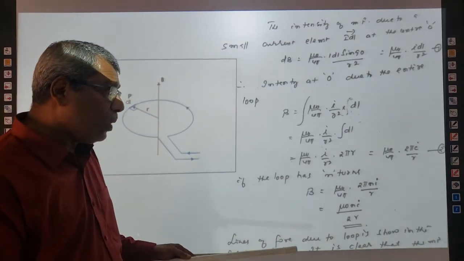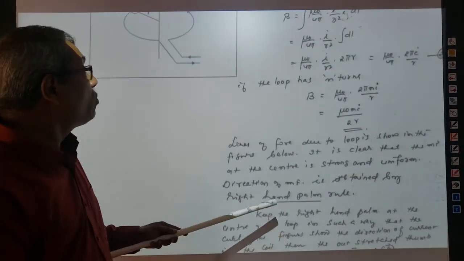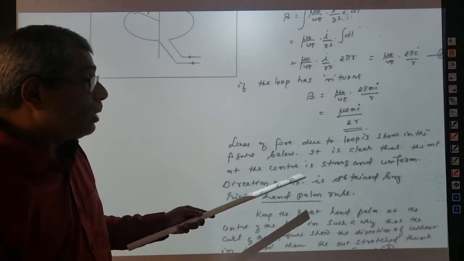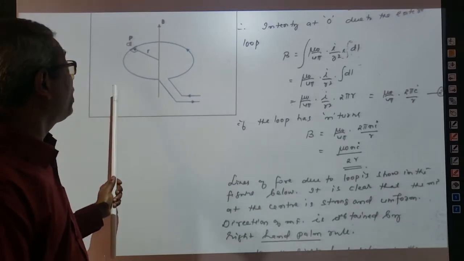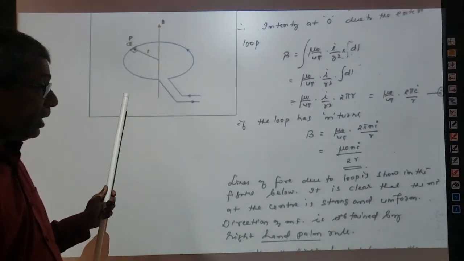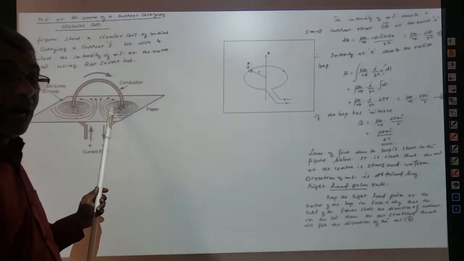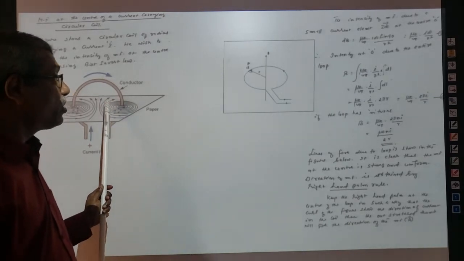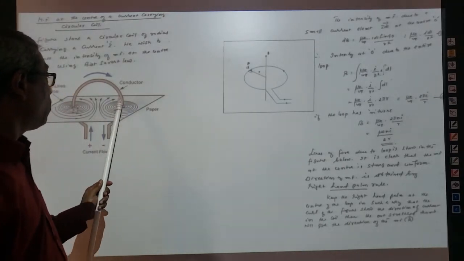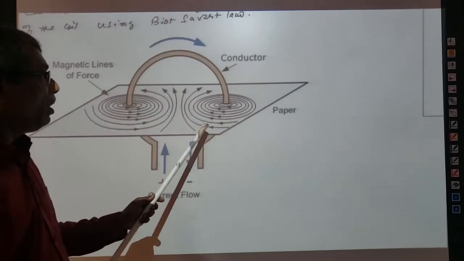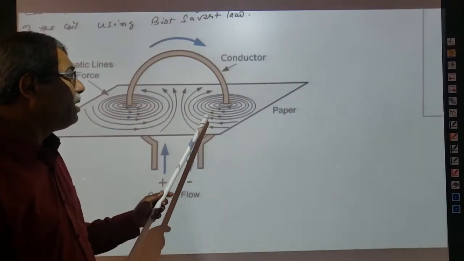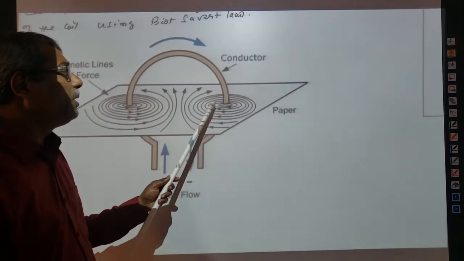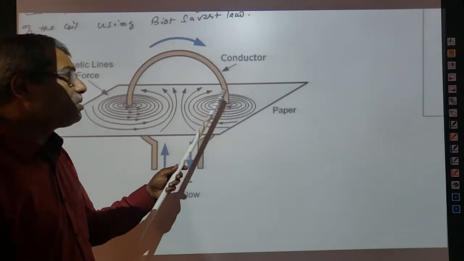Lines of force due to the coil are shown in the figure, figure number 1. That is this figure, right? How can the lines of force be formed? This is a simple diagram you can make like this. At every point, the lines of force are circular like that.